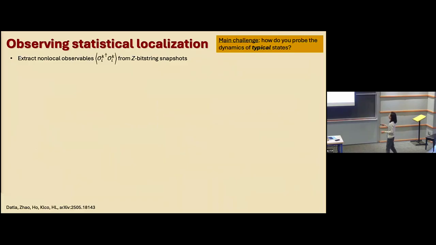The main challenge that we encounter here in observing the statistical localization is how do you actually probe the dynamics of typical quantum states? Suppose you start from a handful of initial states. How do you actually prove that those are the typical quantum states that you're looking at? Well, the only way is really to be able to sample from all the quantum states that you can get, so all the Krylov subspaces and so on, and that's not a trivial thing to do.